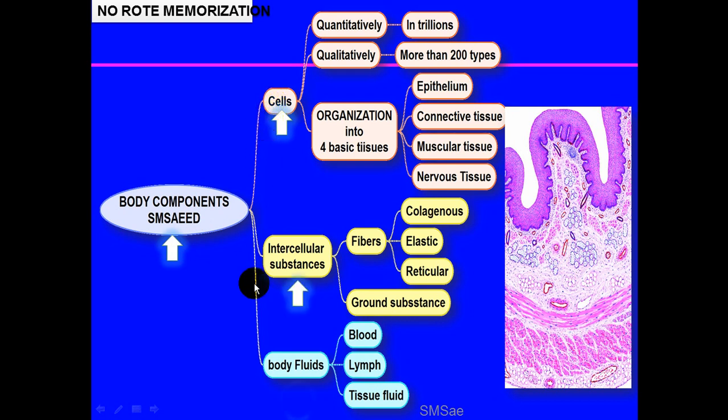You are made up of intercellular substances. What do we mean by intercellular substances? Intercellular substances are those substances which are found between the cells. They include fibers, for example, collagenous fibers, elastic fibers, reticular fibers, and amorphous substance or the ground substance. We are going to talk about this in more detail in another lecture.